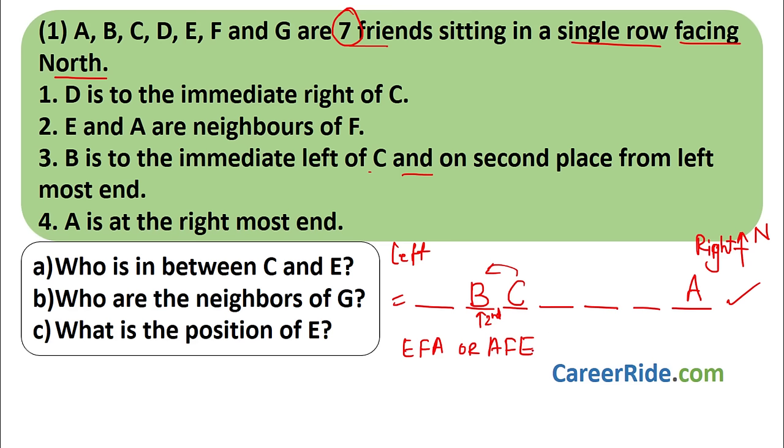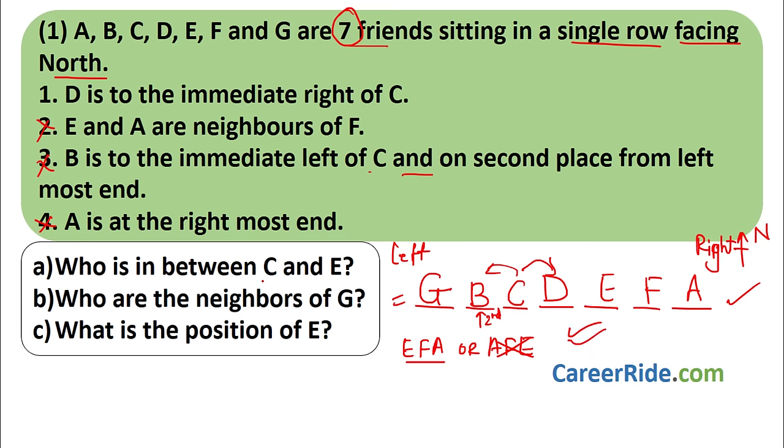Now A, F, E, this is not possible. Why? Because after A there is nothing. A is at the rightmost end, so after A, F cannot come. This is not possible, so only this is possible. You have E, F and A. Again go to the first sentence, this is done. Go to the second, this is also done, E and A. Go to the first sentence, D is to the immediate right of C, we wrote over here, this is immediate right of C. So what is remaining? A, B, C, D, E, F and G, right? So write G over here. Our seating arrangement is done.